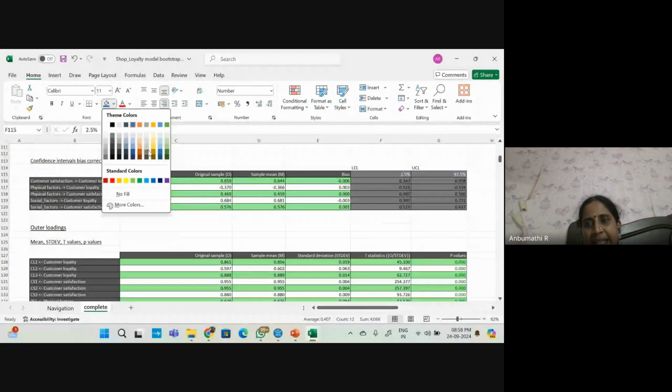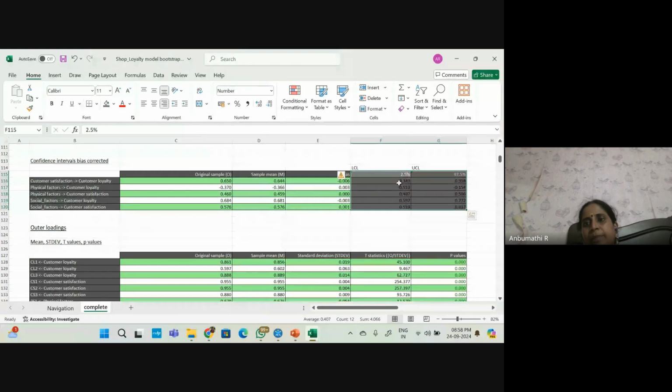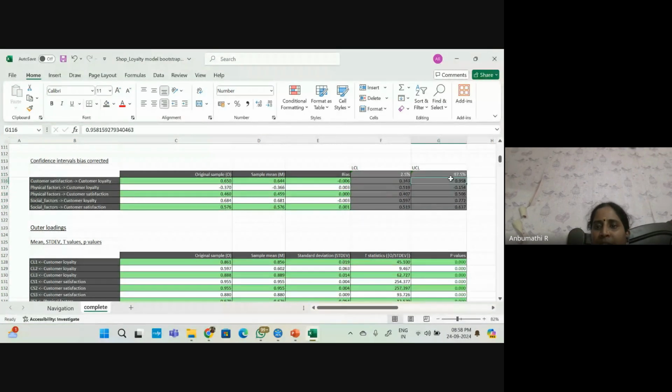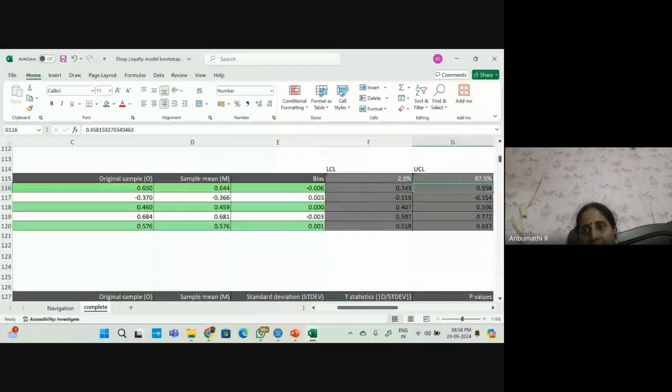Here, this is LCL and this is UCL. Generally, we need to see both the LCL as well as the UCL. If both the lower confidence and upper confidence level are in the same direction, whether both are positive or both are negative, it approves that p-value.